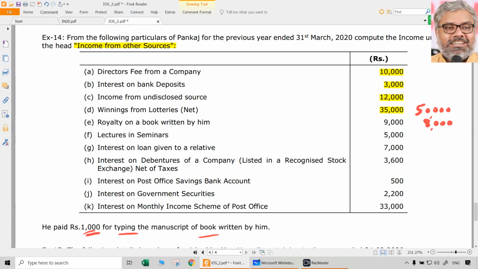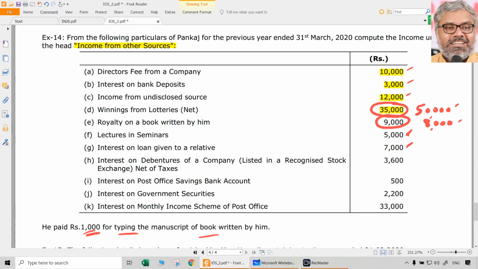Lectures in seminars, yes, taxable. These are all taxable. 50,000, 8,000 is taxable from this. These two are not taxable. Amounts are different. So 5,000 is taxable. Lectures in seminars, no problem. Interest on loan given to a relative is taxable. Relative, I will say not taxable. No, relative gift provision is different. We are talking about interest received on a loan that we gave to our relative. That is the income, right?